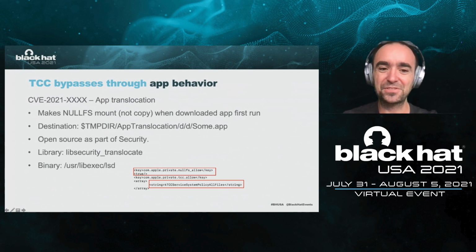This library is actually open source in the security bundle, and it's in the libsecurity_translocate library. And the binary responsible for app translocation is /usr/libexec/lsd. Now, if we inspect its entitlements, we find that it has a nullfs entitlement, which means that it can make a nullfs mount. Actually, this is the only application on the entire system that is allowed to do nullfs mounts. Additionally, it also has full disk access rights. It can access every file.